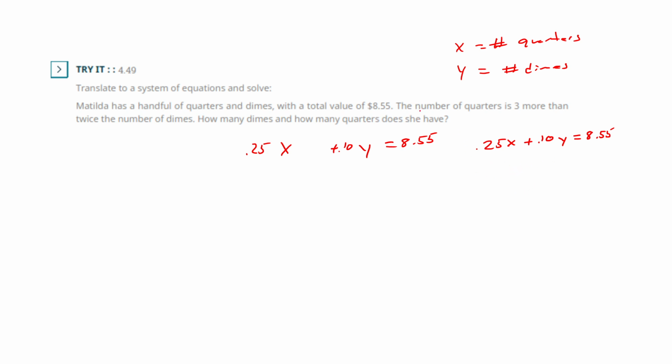Now, the other one is being built from this one. The number of quarters is 3 more than twice the number of dimes. Okay. For the sake of time here, I think I'm just going to set these up. This is what my system of equations is. I would use substitution because I know what x is. I'm going to drop that in for x.